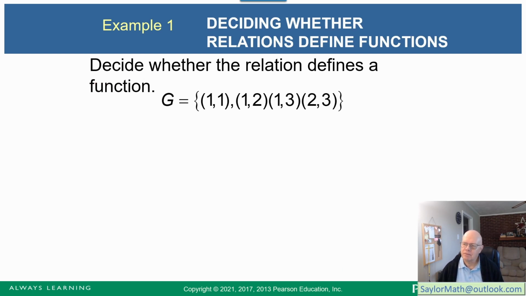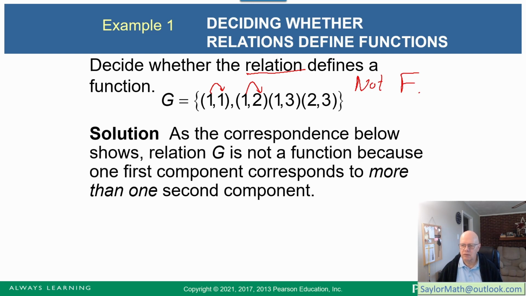How about this one? Take a look at that for a second. Hit pause if you like. Always hit pause if you really want to try to learn something. Okay, this is a relation because it's got a bunch of ordered pairs, period. That's why relation is so simple. However, 1 is matched with 1, but 1 is also matched with 2. Not good. That's not a function. Not a function.